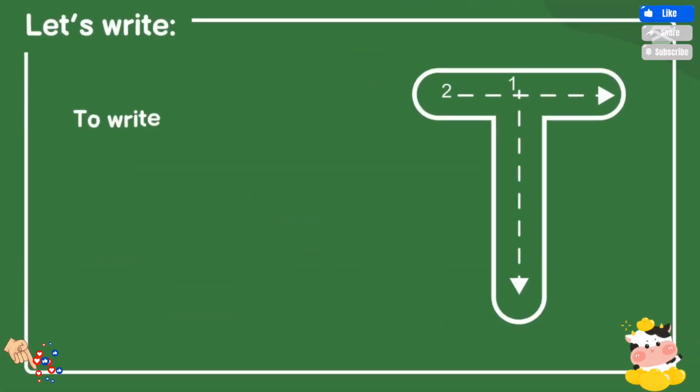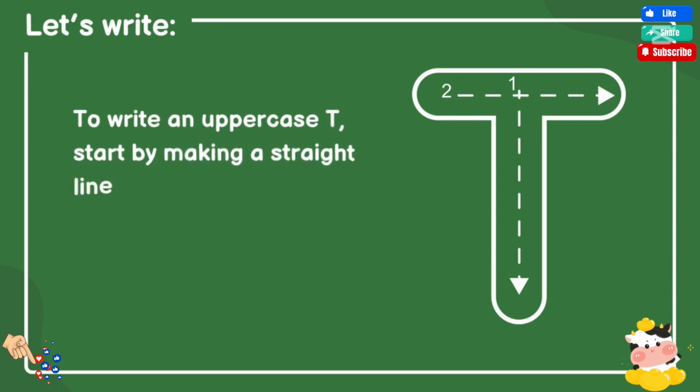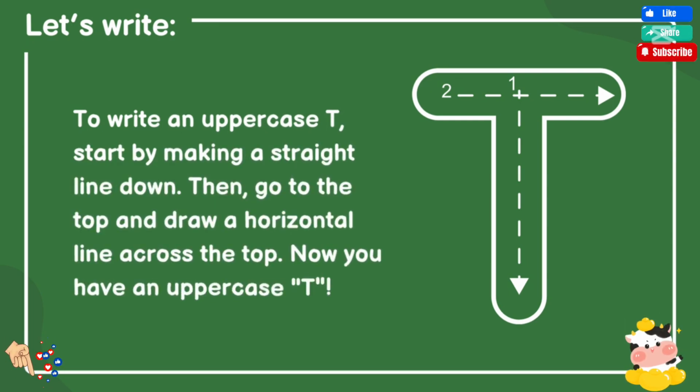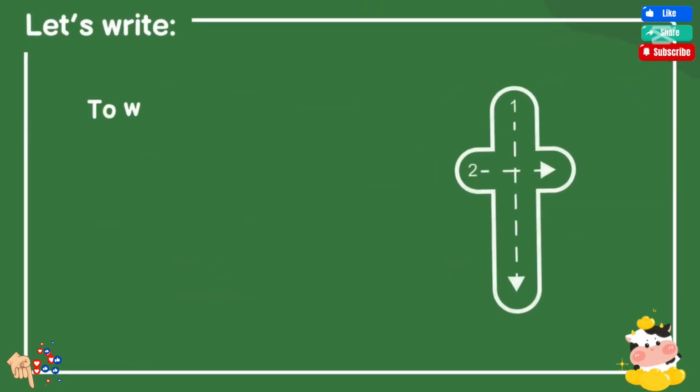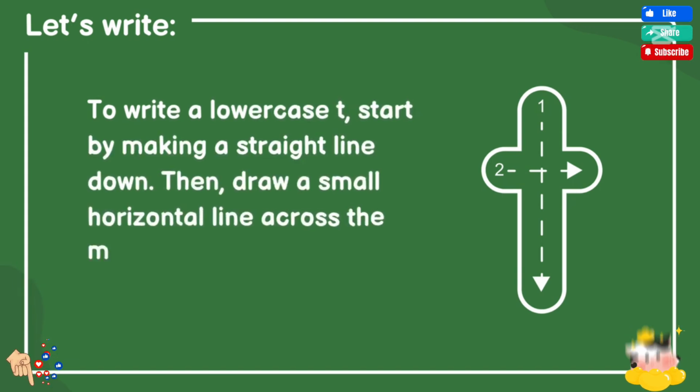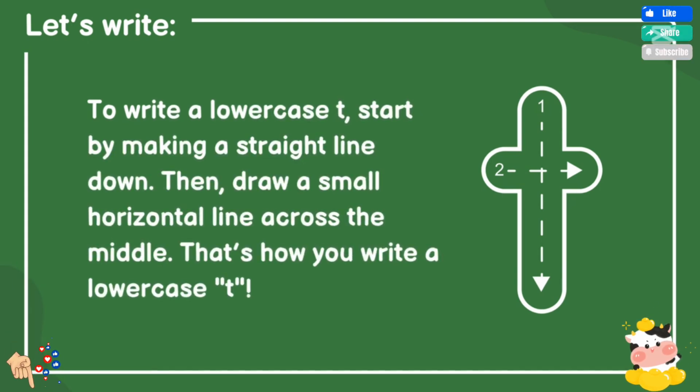To write an uppercase T, start by making a straight line down. Then, go to the top and draw a horizontal line across the top. Now you have an uppercase T. To write a lowercase t, start by making a straight line down. Then, draw a small horizontal line across the middle. That's how you write a lowercase t.